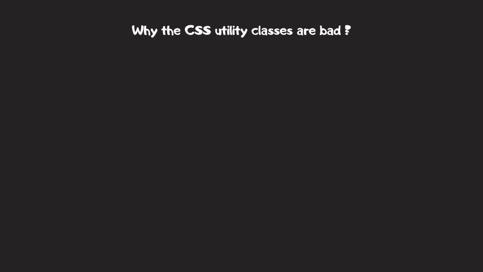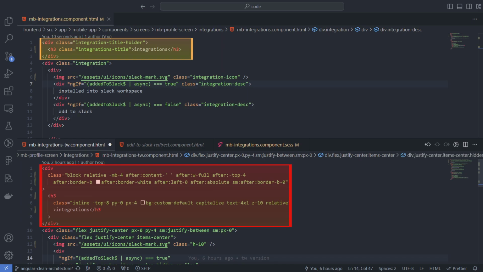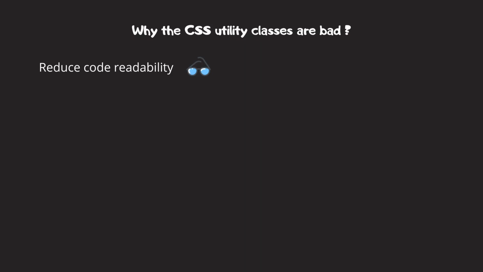Let's figure out why the CSS utility classes are bad. Look at these two pieces of HTML markup. They are actually the same block, and I think you'll agree that with Tailwind, classes make it less readable. My style is pretty simple, so the code is still not super bad. But be sure for more complicated cases, it would be much more dramatic like this. So the first thing we lost with utility classes, or at least reduced, was code readability.